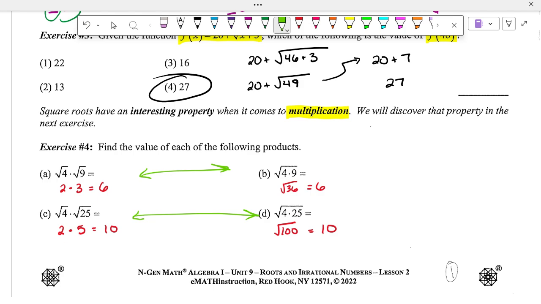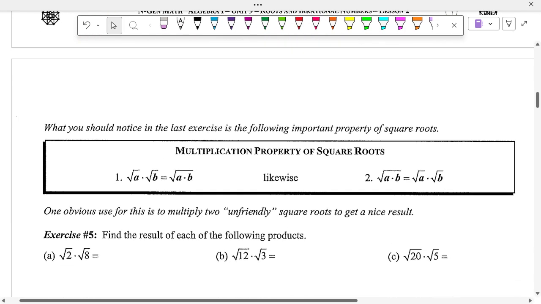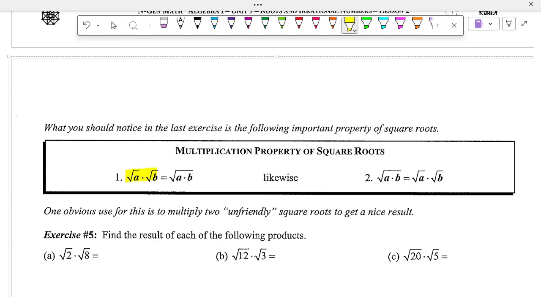So that leads into our next property. You can rewrite multiplication of square roots. If you have the multiplication of two separate square roots, you can write it as the multiplication of those two numbers under the same radical. And vice versa. If you have two numbers being multiplied under one radical, you can separate it into two separate radicals.